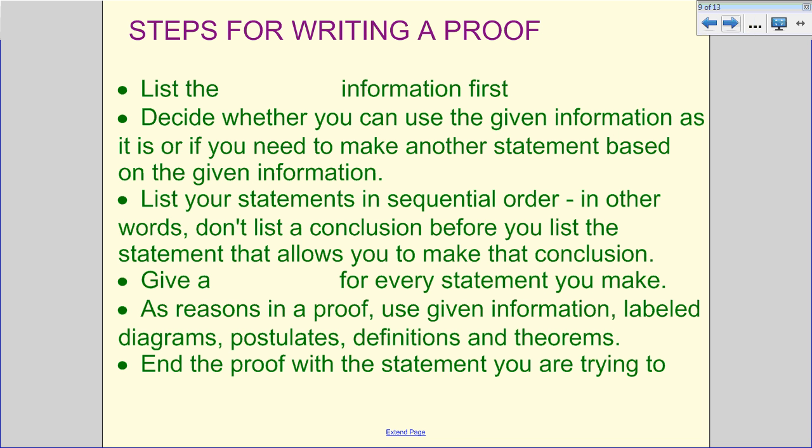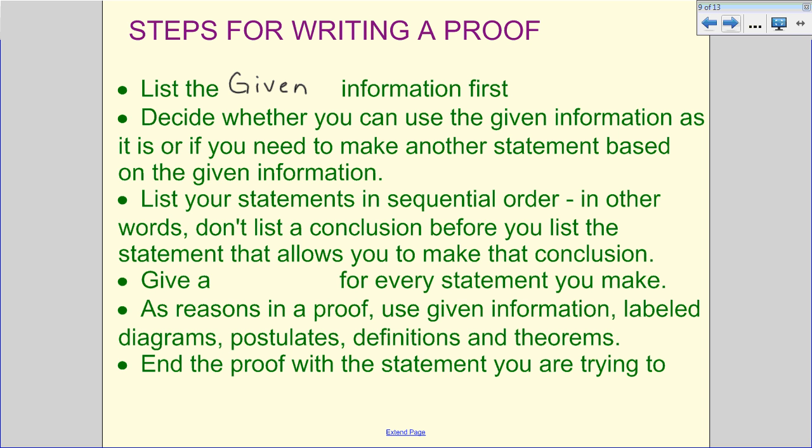Alright, so now we're going to take a look at our steps for writing a proof. The first thing we're going to do is list the given information. They're going to give you information. Isn't that nice of them? So we're going to list that given information first. Then we decide whether I can use the given information as it is, or if I need to make extra statements based on that.